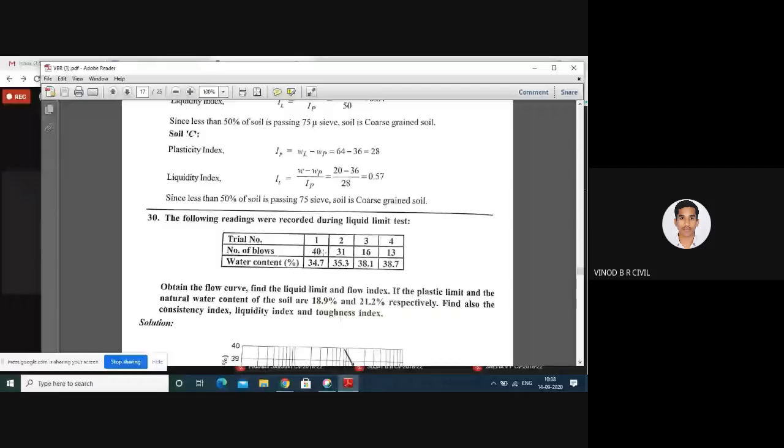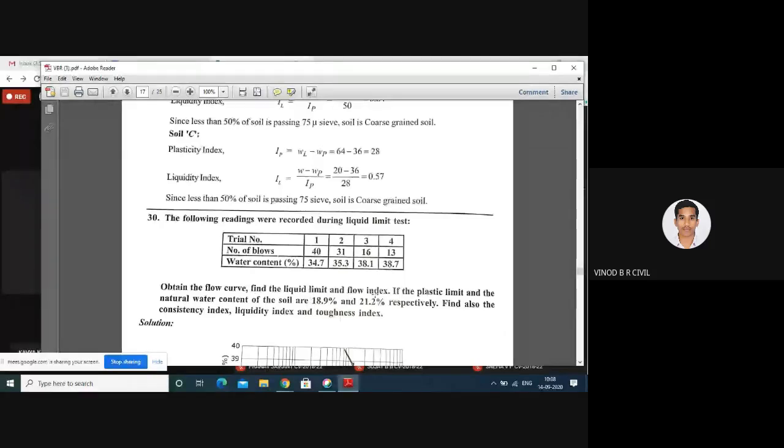Less than 25 is also there, more than 25 also, but exactly 25 is not there. But your duty is to calculate the liquid limit at 25 blows. After drawing this, you can obtain the flow curve, and find the liquid limit and flow index.